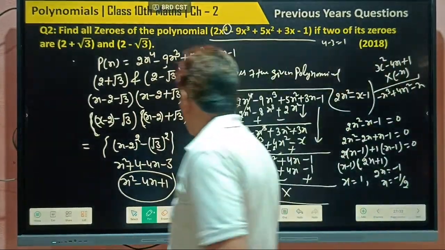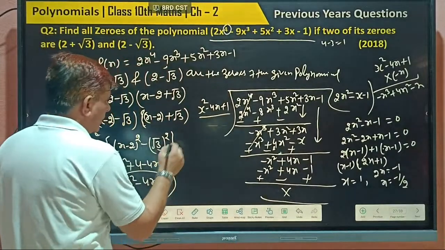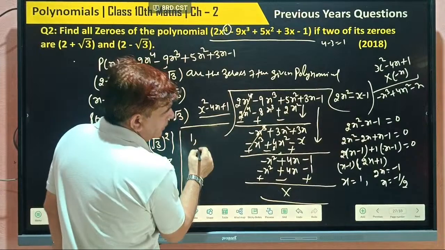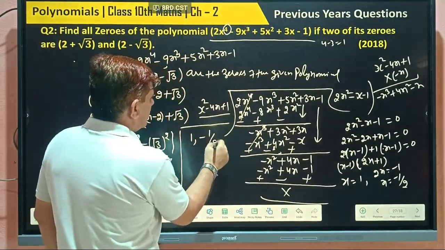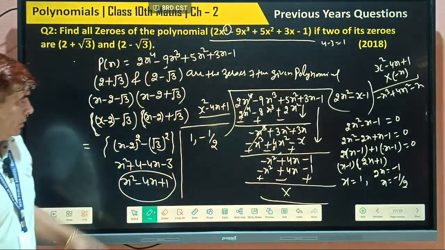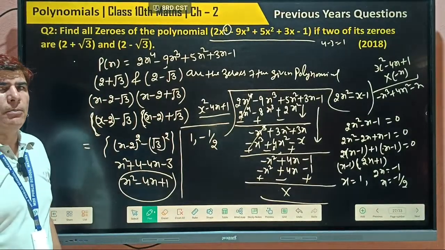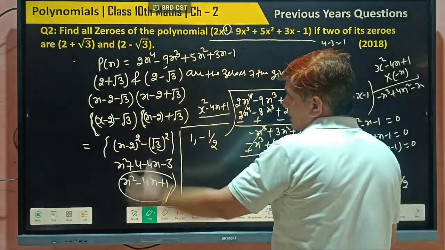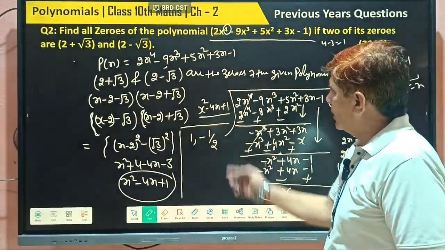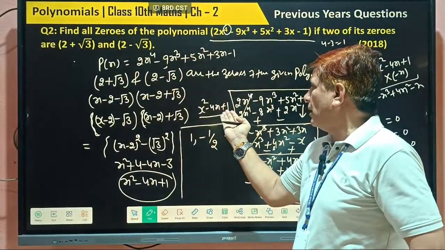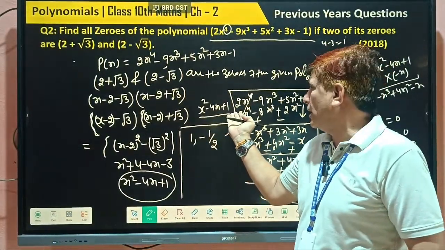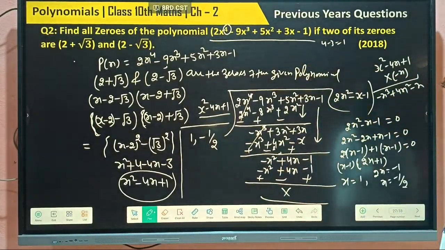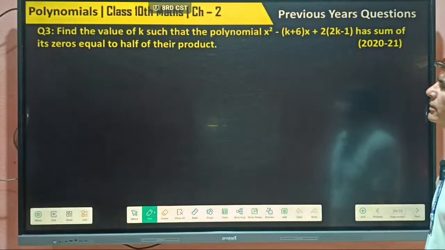So what are the remaining 2 zeros? One is 1, and the second one is minus 1 by 2. So there is a possibility of this type of question coming in your exam, but the probability of a calculation mistake is also more. I have taken 2 common, but always minus 1 is coming here, whereas that one is plus 1, so it's coming as the difference. Understood? Next.